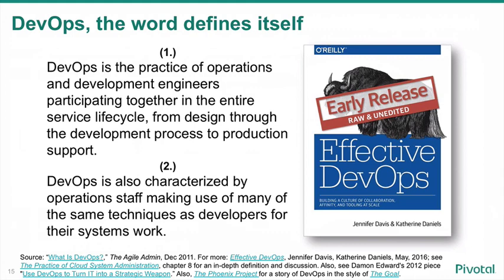I would recommend, if you want a really short read, chapter 8 that I referenced down there in The Practice of Cloud System Administration, and that is actually a pretty phenomenal, concise description of what's going on in DevOps. And I haven't finished Effective DevOps yet, but it looks like it's a great book. I've got a Safari subscription, so I can read the early release of it. And there are some other references down there as well.